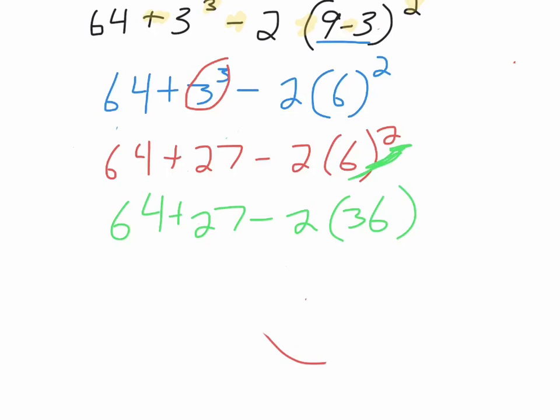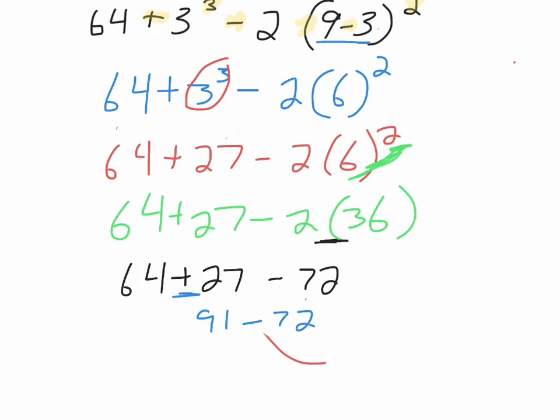Okay, now I have an addition, a subtraction, and a multiplication, so I got to multiply it next. 2 times 36 is 72. Okay, so now I'm left with an addition or subtraction. The addition is written first, so that's what I'm going to do first. 64 plus 27 is 91. And then last but not least, 91 minus 72, which is 19.